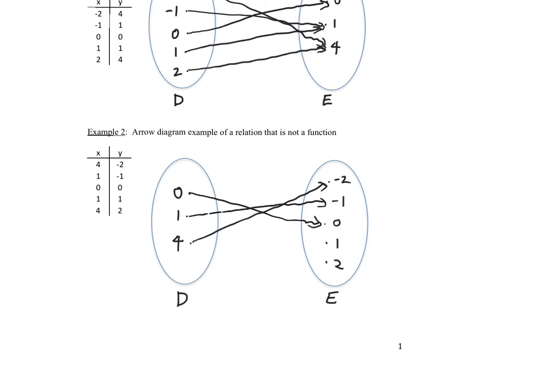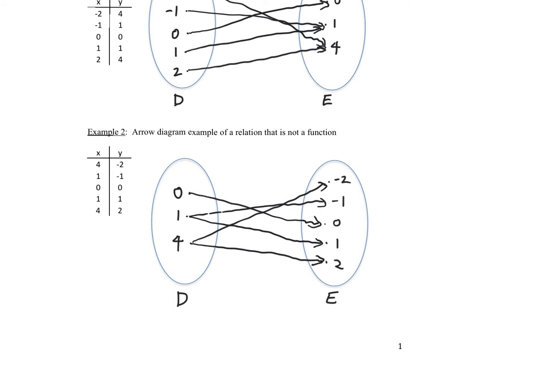So far, everything is okay. But when we look at the next ordered pair, it says that 1 also goes to 1. So we're going to put an arrow going like this. And it says that 4 is going to go to 2. So we put an arrow going like this. So the rule part is still satisfied.